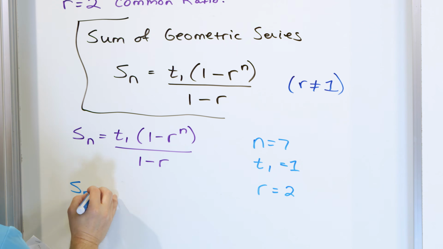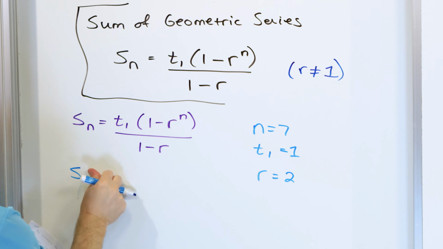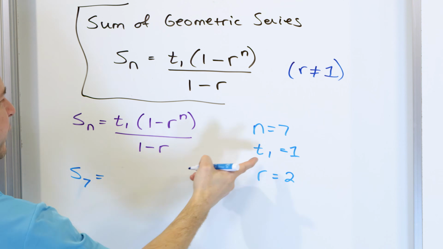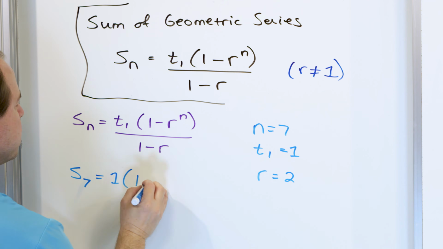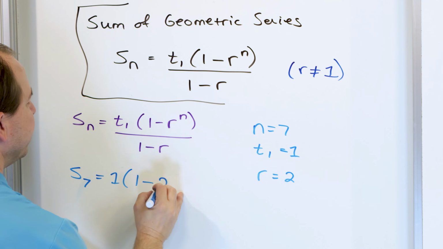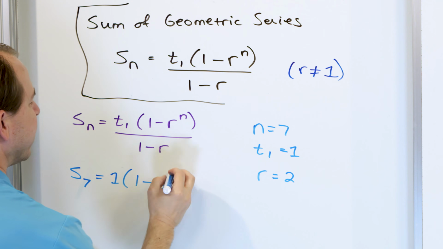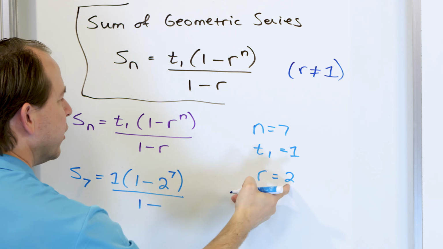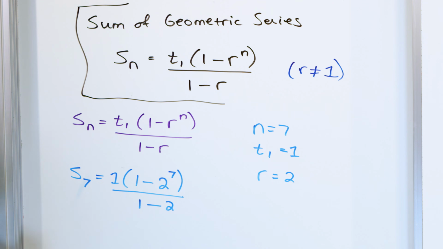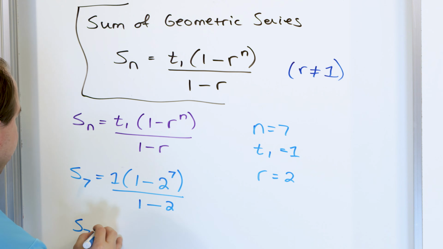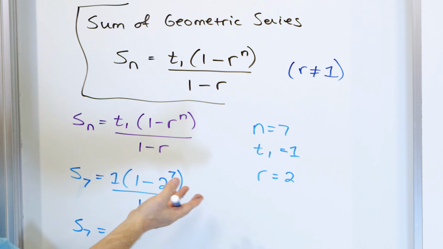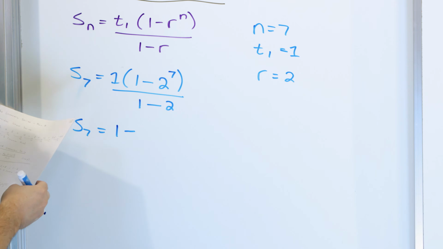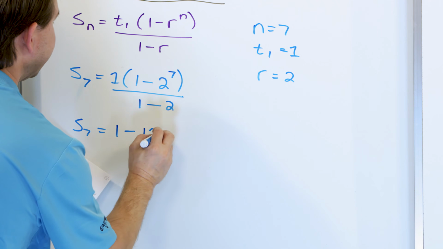So let's check it out. The seventh partial sum, the sum of the first 7 terms, is going to be equal to this first term, which is 1, times 1 minus the common ratio r, 2, to the power of n, however many terms we're adding together. And on the bottom, it's 1 minus r. So 1 minus r is 2. All we have to do is this calculation. The 1 times this, the 1 is going to disappear. So all you're going to have on the top is 1 minus, what is 2 to the 7th power? You're going to have 128.